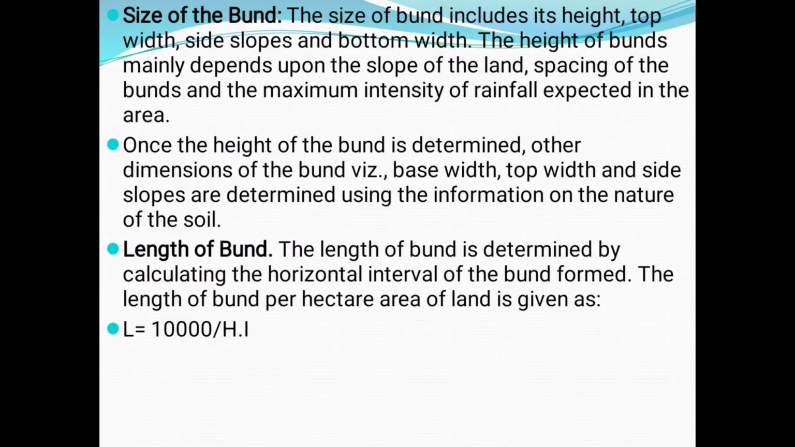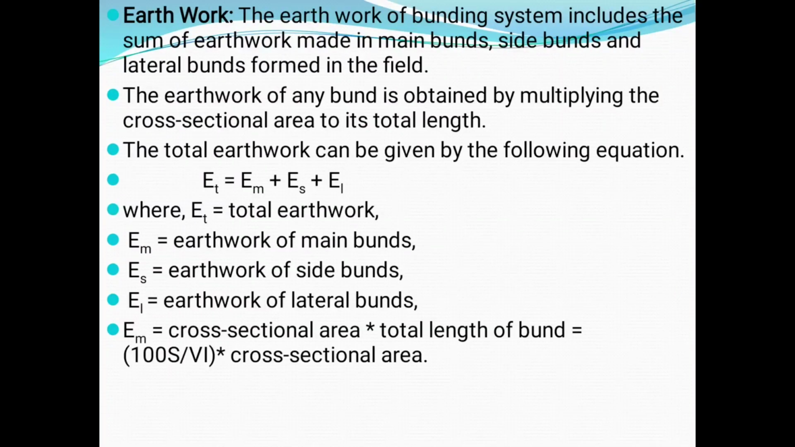Next one, length of the bund. Length of the bund is determined by calculating the horizontal interval of the bund formed. The length of the bund per hectare area of land is given by L equal to 10,000 by HI.